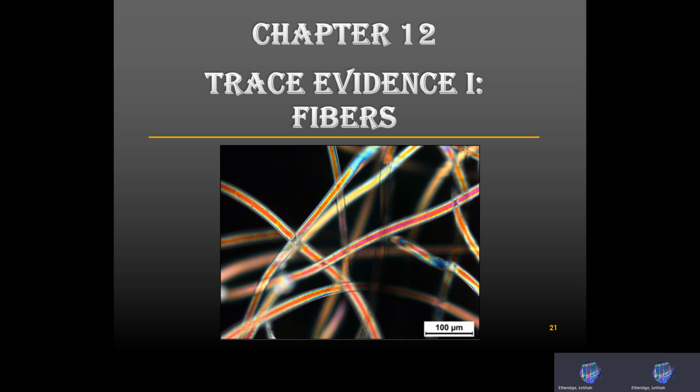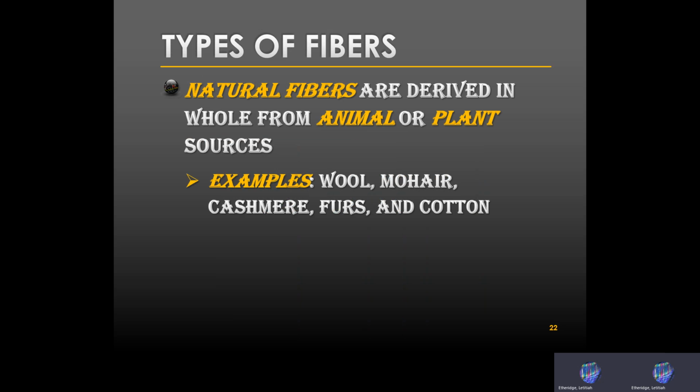So let's get moving. In terms of trace evidence and fibers, there are two different types of fibers. The first one we're going to talk about is natural fibers. These are derived from either animal or plant sources. Some examples are mohair, wool, different furs, cashmere, and of course, cotton.